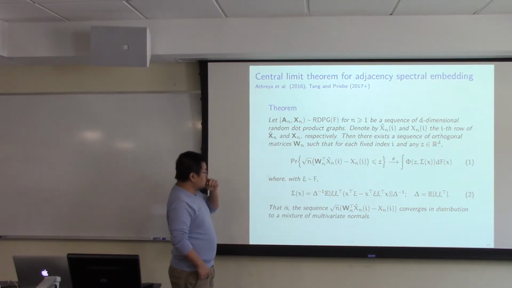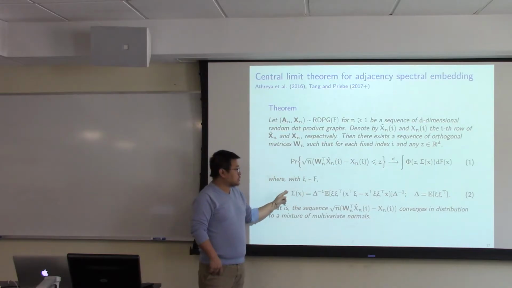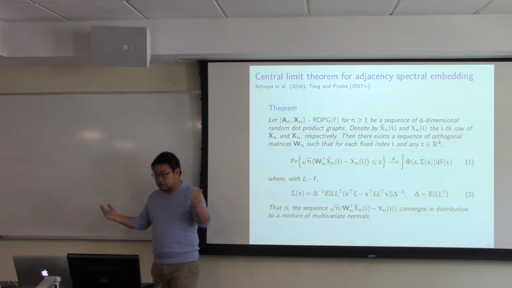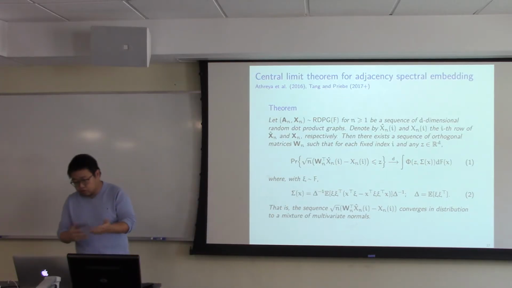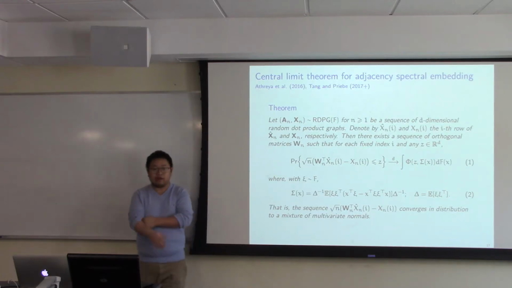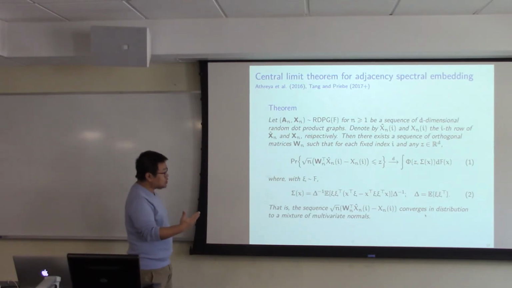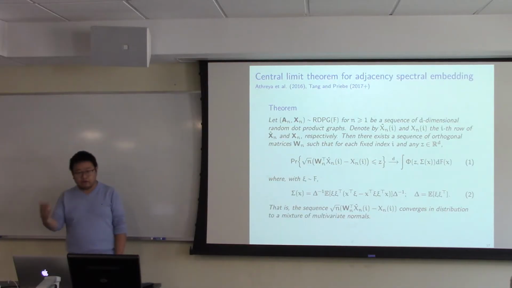Yeah. So the covariance matrix is a little bit messy, but it is what it is, and we don't really care too much about it, except that we can plug it into the computer to get something more meaningful later on. So the sequence converges in distribution to a mixture of multivariate normals. This is for the random dot product graph.